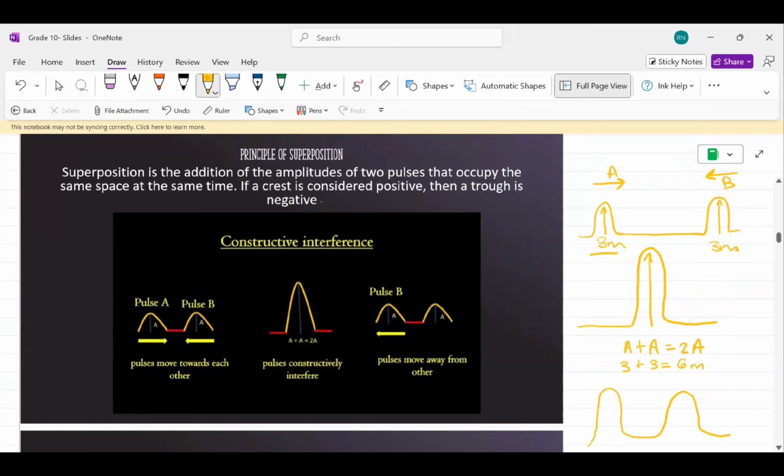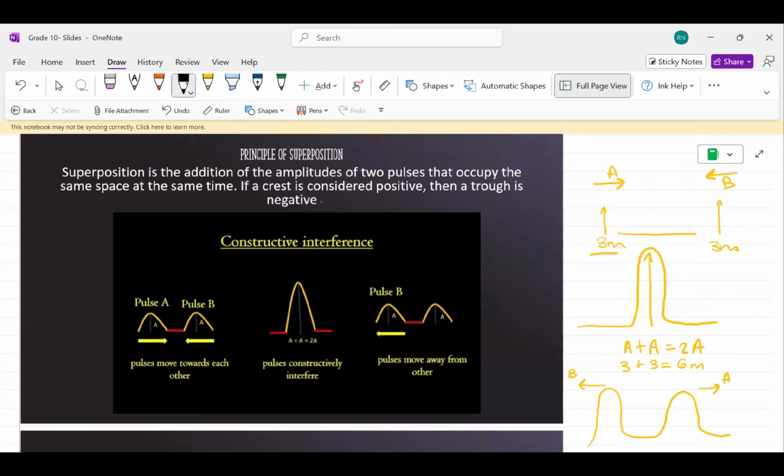And so pulse B will continue moving to the left. You'll see that the wave will continue moving that way, and this one will continue moving that way. And so we have our 2 pulses. They came together, they were moving on their own respective paths on the same rope.